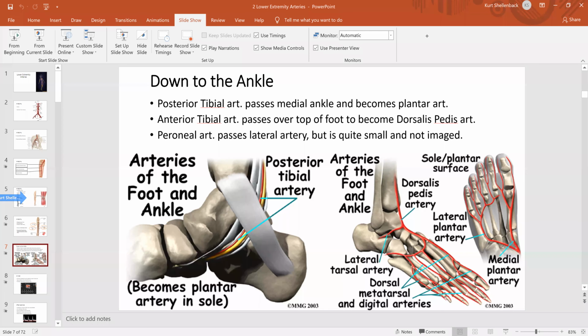Let's get back to my little arrow guy here. So the posterior tibial artery comes around the medial malleolus, becomes a plantar, but we only care about it right here along the medial malleolus. The dorsalis pedis artery, this is the anterior tib, dorsalis pedis. So it just turns into another name for no reason other than to drive us crazy.